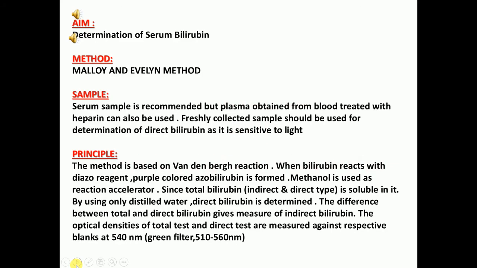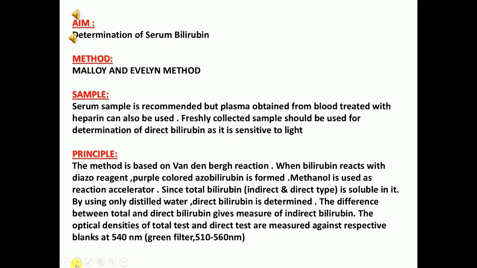So now we come to the principle and procedures for estimating bilirubin. So now we come to the determination of serum bilirubin by Malloy and Evelyn method. For this we should use the serum sample, but plasma is also recommended, which is treated with heparin. A freshly collected sample should be used for determining direct bilirubin as it is sensitive to light.